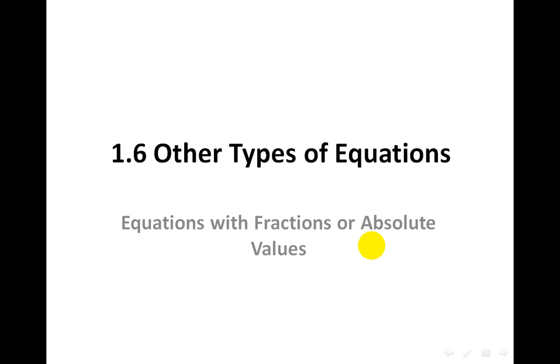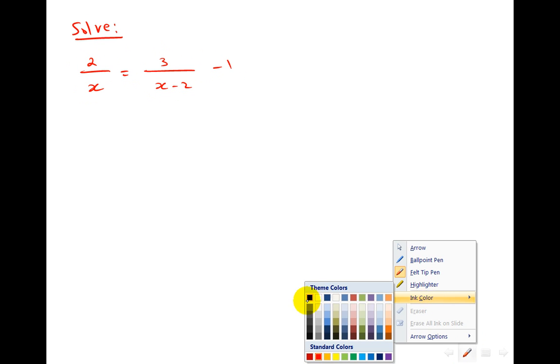Hello, still we're talking about 1.6 other types of equations, and here we're going to talk about equations with fractions and absolute values. Okay, let's have an example. The question is saying 2 over x equals 3 over x minus 2 minus 1.